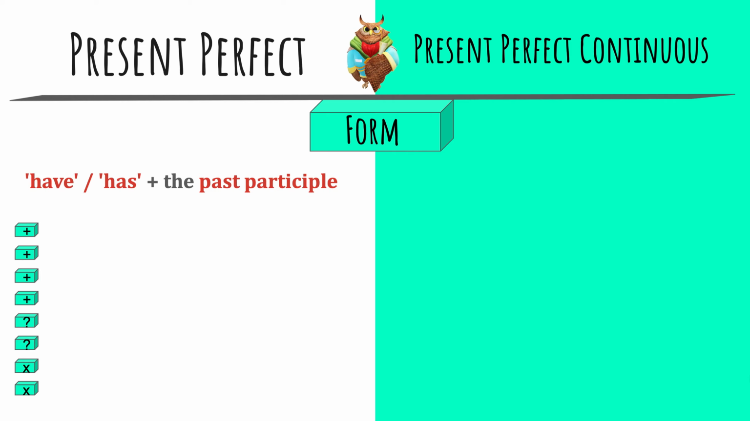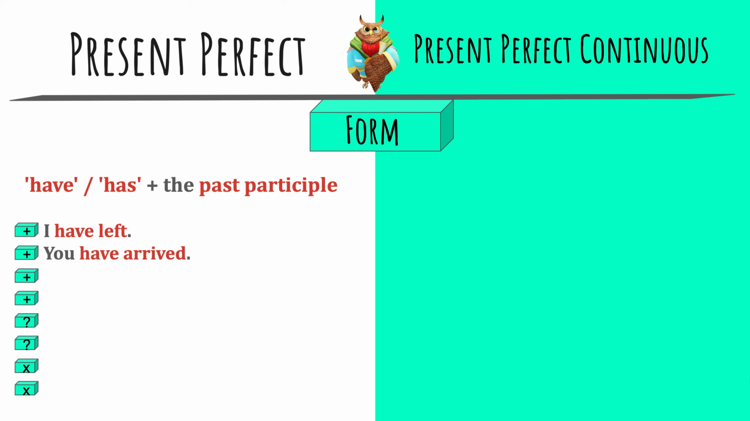For example, positive sentence: I have left. Leave, left, left. We need the third form. Again, positive sentence: you have arrived. Arrived, we just add the ed ending. He has left. She has arrived, because with he, she, it, we always have has, not have.